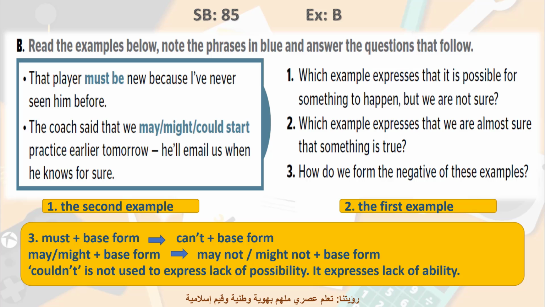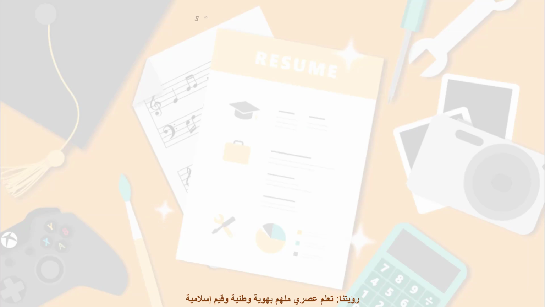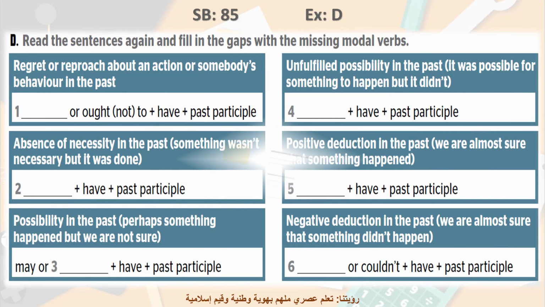Now let's move to exercise D. Exercise D. Read the sentences again and fill in the gaps with the missing modal verbs. Here we have 6 uses of modal verbs and they are all in the past. How did we know that? Because to turn a modal verb in the past you use have plus past participle.